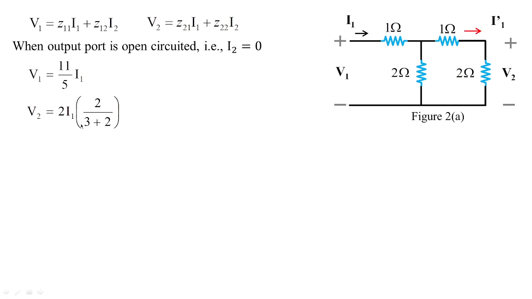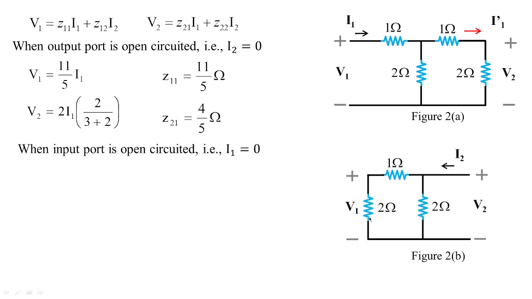So that we are going to get this I1 dash, which is the approach applied according to the technique we have applied already. So this I1 dash is replaced here as I1 of 2 by 5. So Z11 will be equivalent to 11 by 5 ohms and Z21 is equal to 4 by 5 ohms. Similarly, when the input port is open circuited, this one goes off and V1 is shifted towards 2. That is what is done over here. So this is a closed circuit.